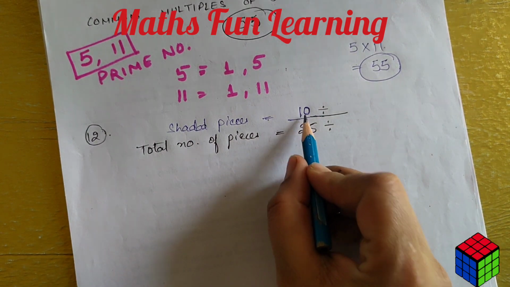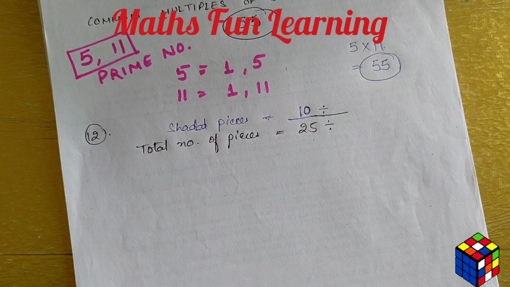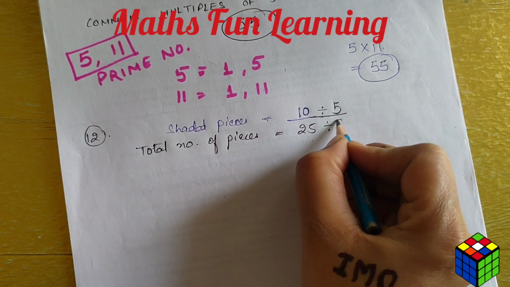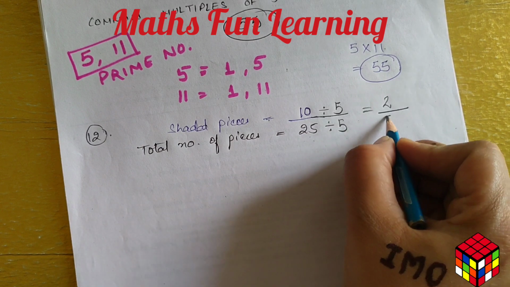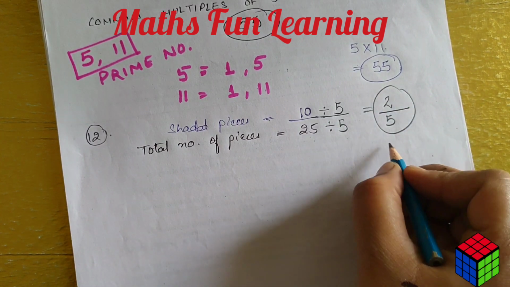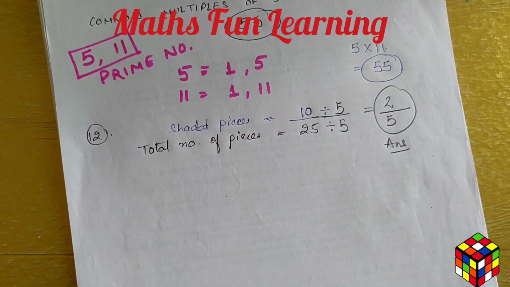Okay, so 10 and 25. In which table can both numbers be divided? Yeah, I got it. That is 5. 5 times 2 is 10 and 5 times 5 is 25. So this is your lowest fraction as well as your answer.